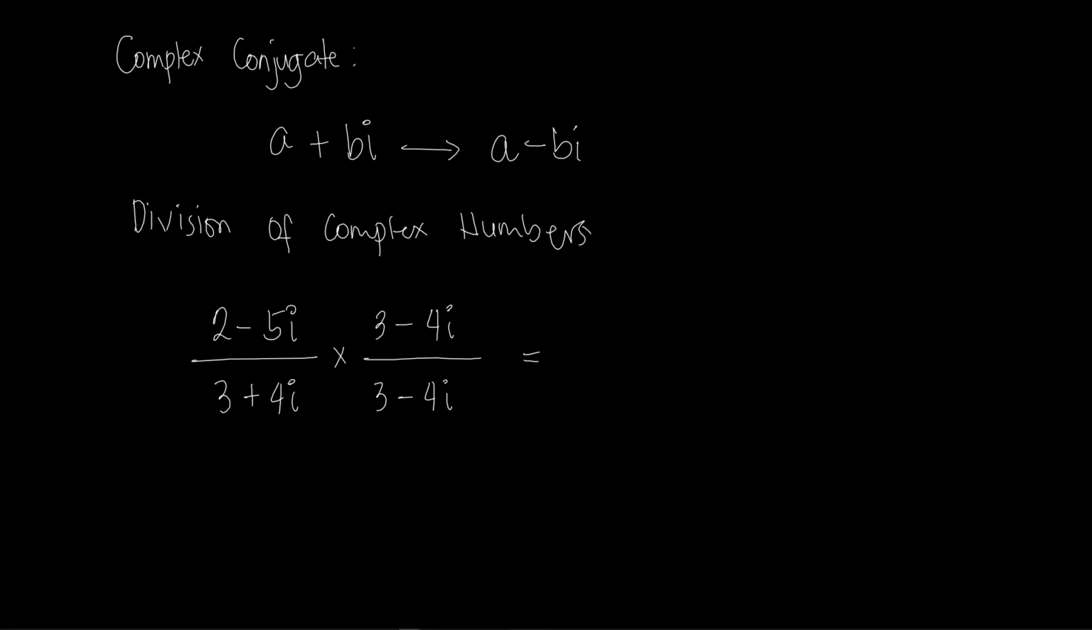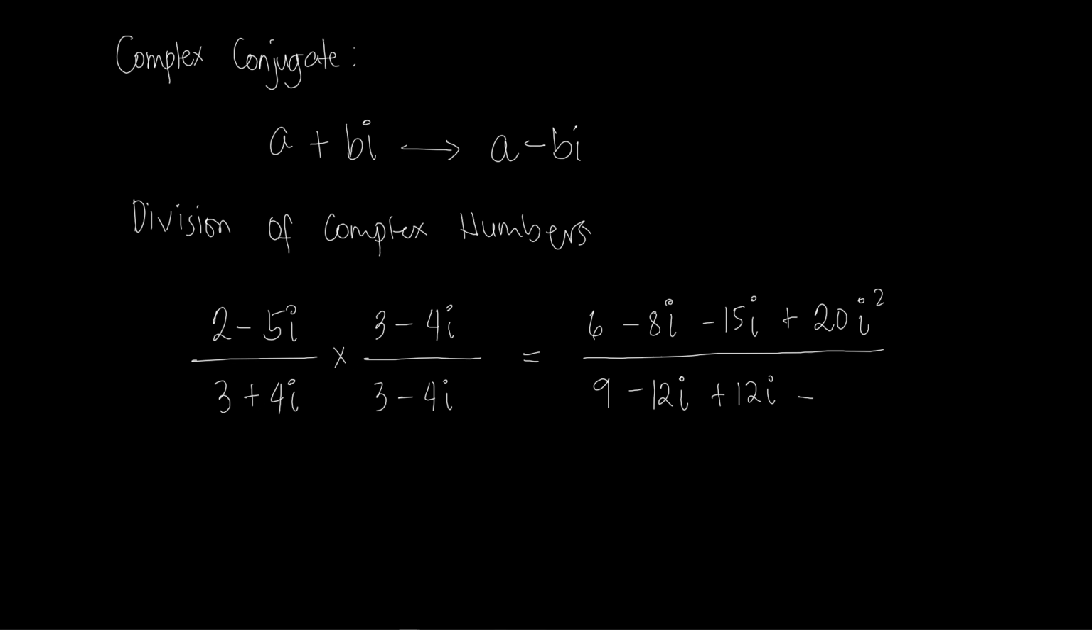We have 6. Then 2 times negative 4, that is negative 8i. This times that, that is negative 15i. This times this, that is positive 20i squared. Nakasunod? Yes po, sir. Denominator: 9 minus 12i. Then this times that, we have plus 12i. Then this times this, that is negative 16i squared.